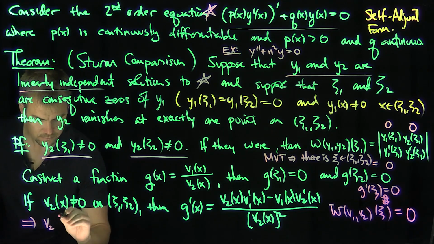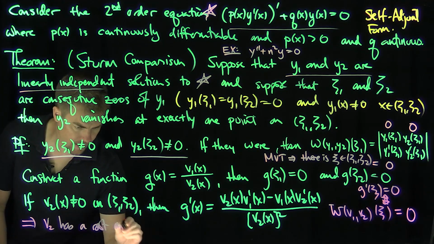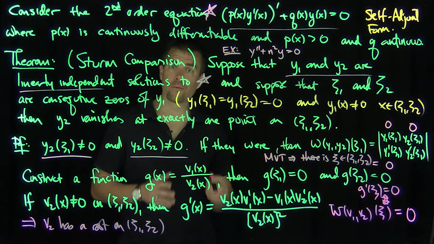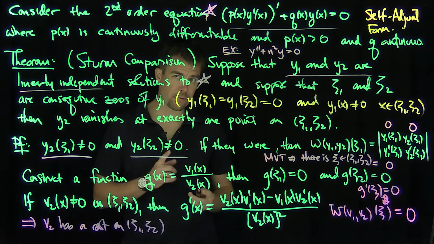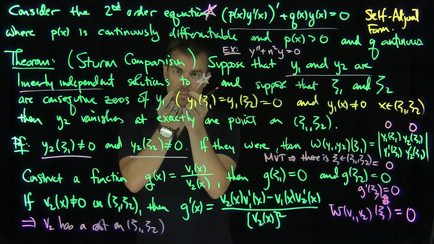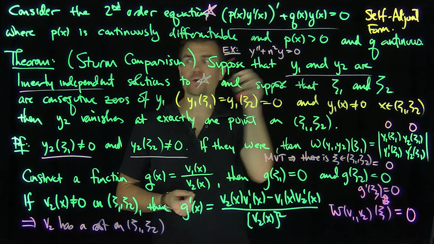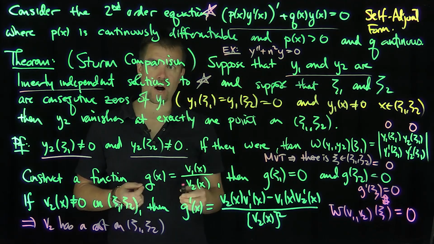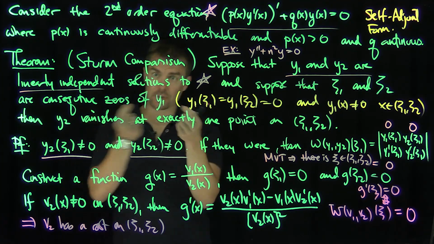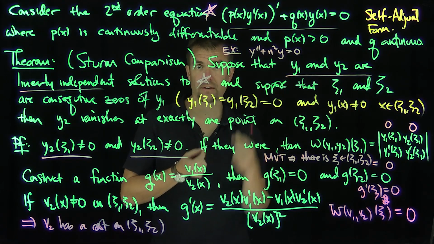So v2 has a root on zeta 1 and zeta 2. And in fact, it can only have one root. Why is that the case? So let's stop and think for a second. If v2 had two roots on zeta 1 and zeta 2, I could apply the same argument to v2 as v1, and I would violate the fact that I have two consecutive zeros of y1. So in other words, the zeros of two solutions of this second order differential equation in self-adjoint form interlace.